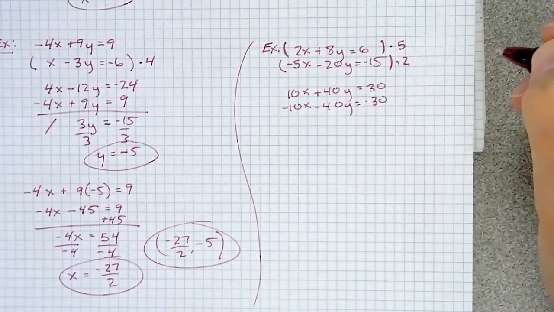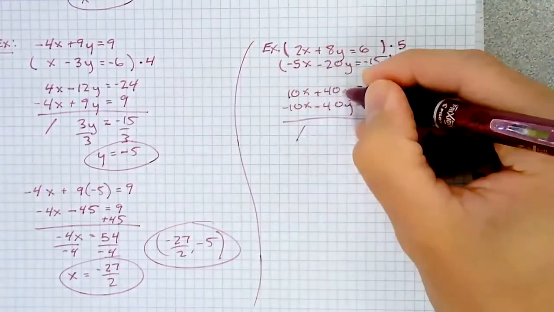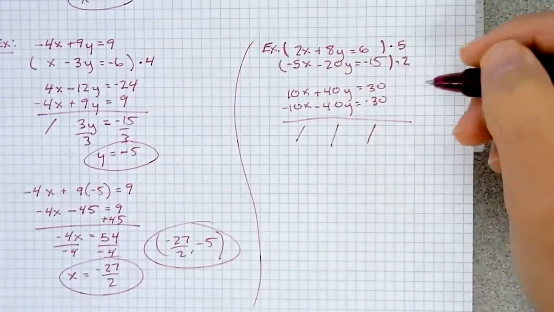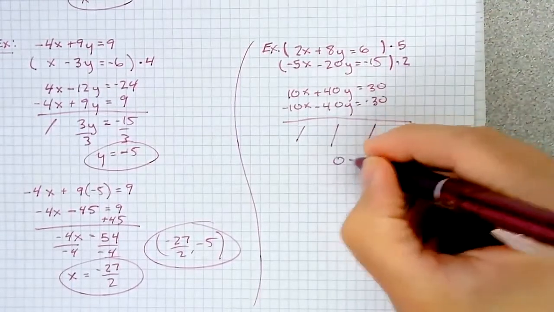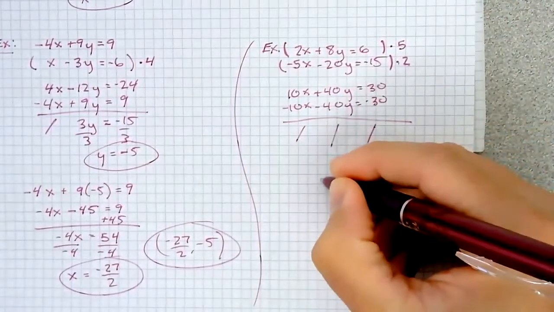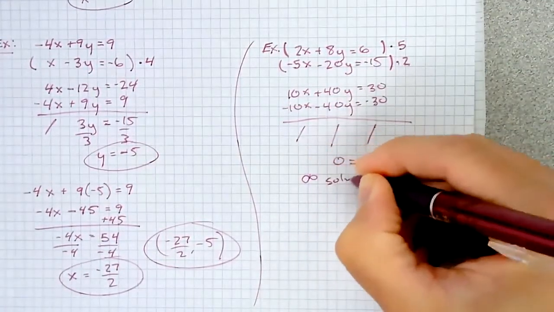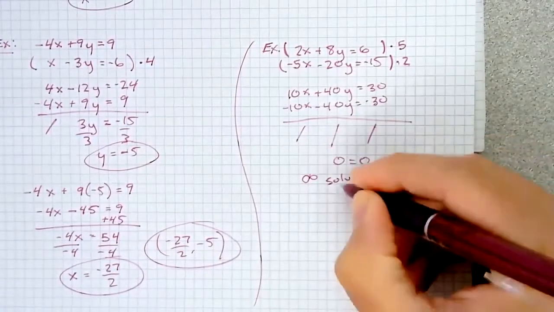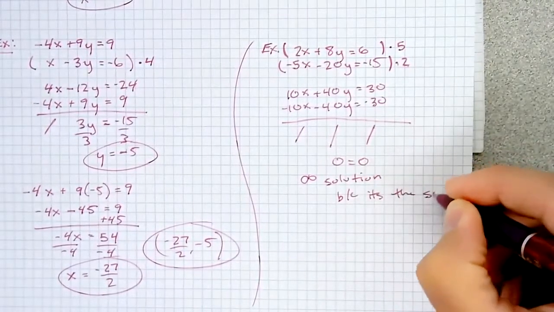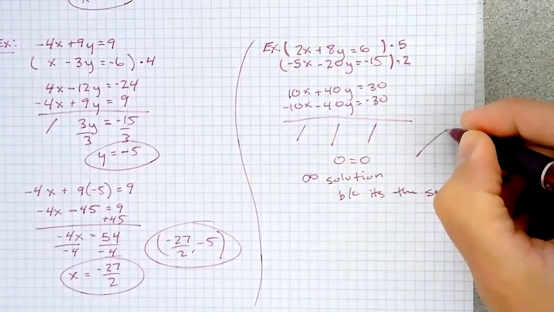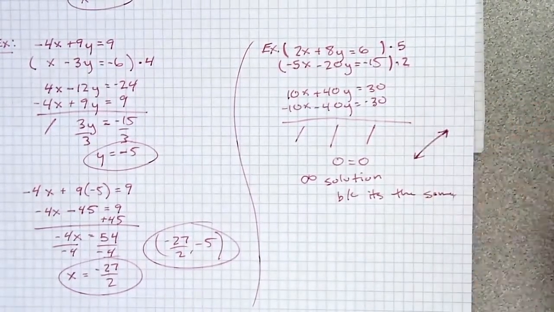Notice it gets a little crazy here. This cancels out, this cancels out, and this cancels out. Anytime that happens, really what we ended up with is 0 equals 0. And so that means there are infinite solutions, because it's the same line. It's easier to think about on a graph: if you have a line like that and then the exact same line right on top of it, all of those points are the solutions.